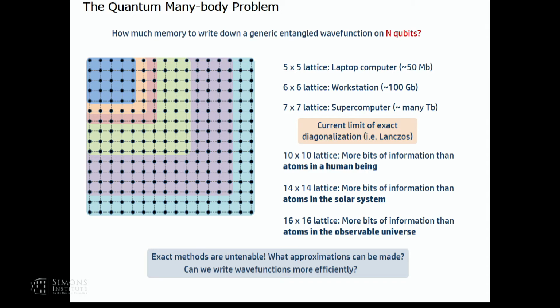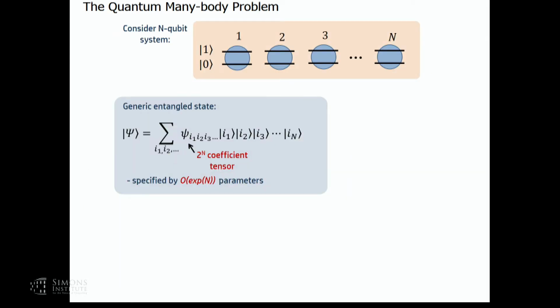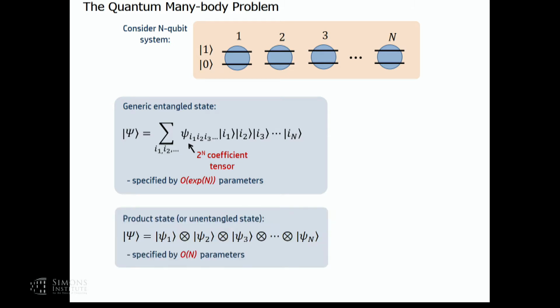And of course, there are many different types of approximations you can make depending on the physics. One of the most reasonable is to make approximations in terms of entanglement. We can see very easily why this may work. If I have just a generic entangled state on n qubits, it's described by this 2 to the n coefficient tensor. However, if I have a product state on n qubits, it's specified by order n parameters. So I just describe each state individually.